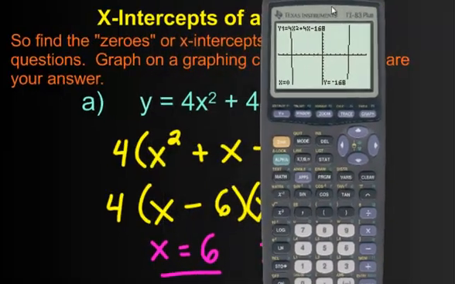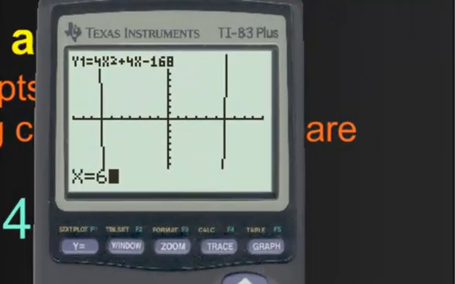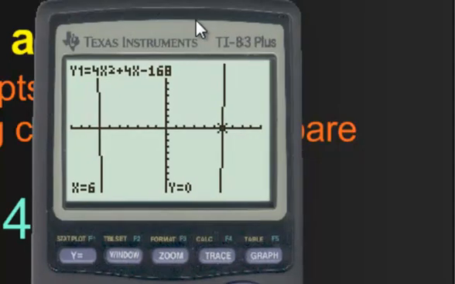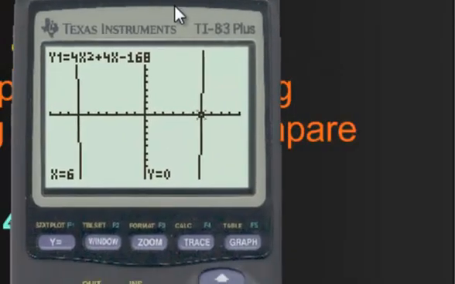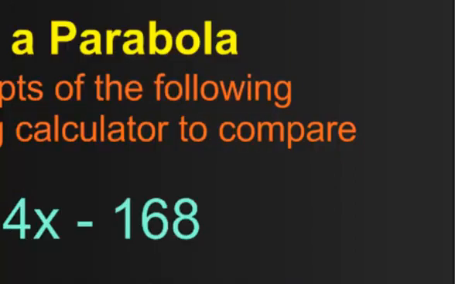We got 6 as one of our answers, so I push 6. Sure enough, look at that. There's the x-intercept at 6 and y is 0. Okay, perfect. The other one we got is negative 7. So let's type in negative 7 for x and see what happens with y. Look at that. It's blinking right at the right spot. And that's perfect. So we just came up with the x-intercepts by factoring here, folks.